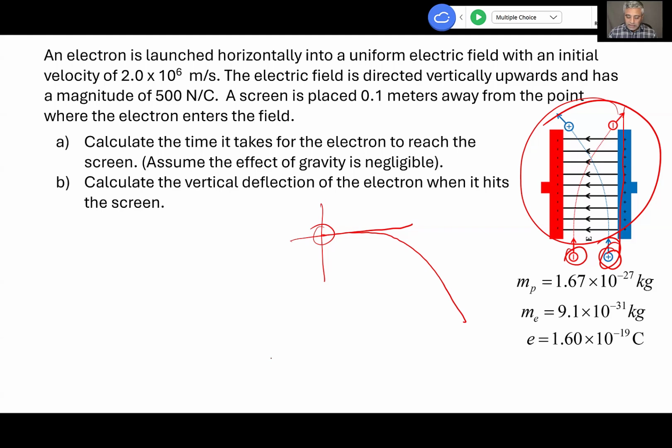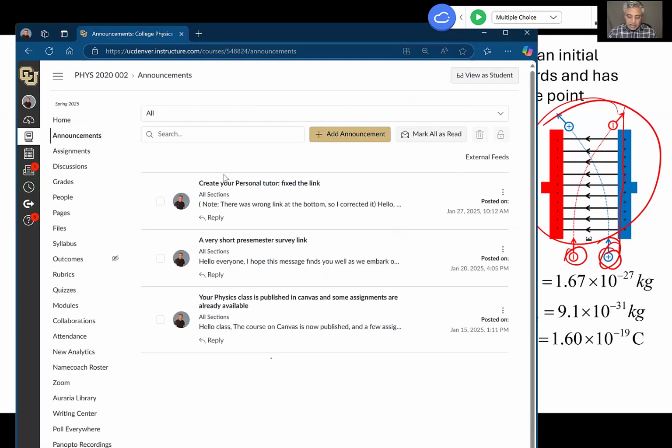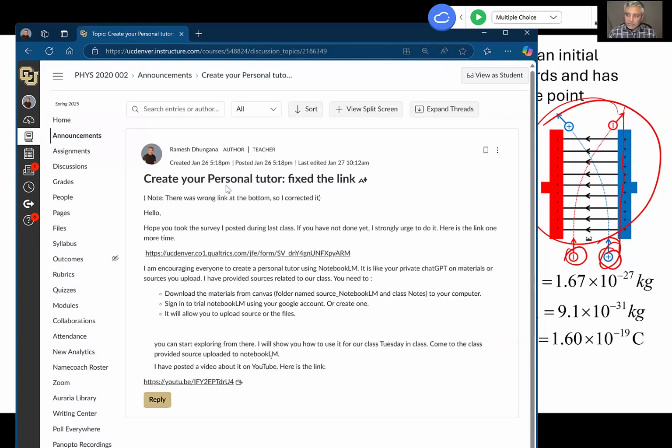Oh, I was in the different screen, huh? That notification is in the announcement section. When I post it, it sends in the mailbox as well.